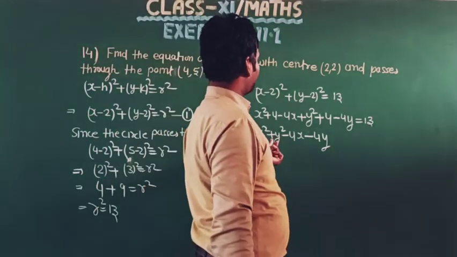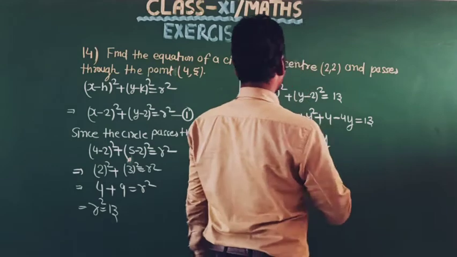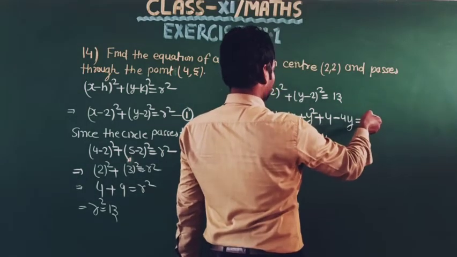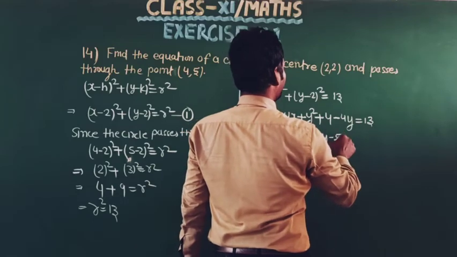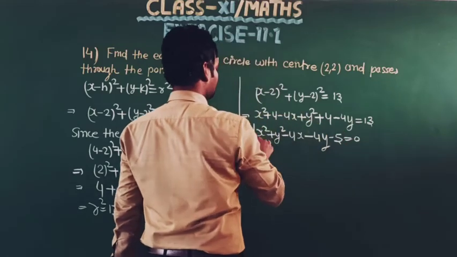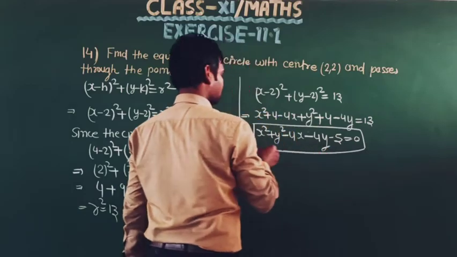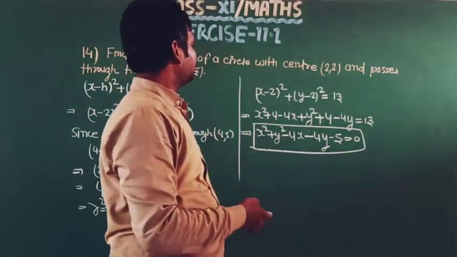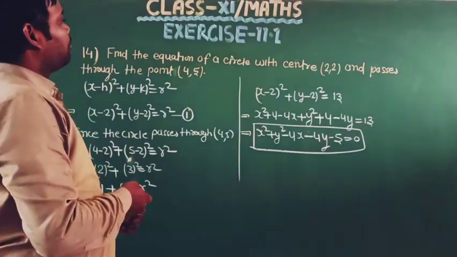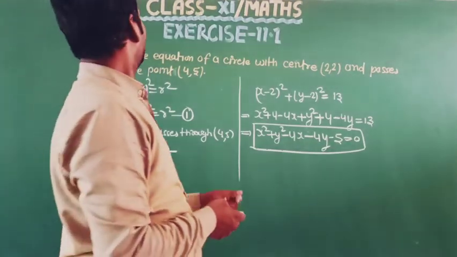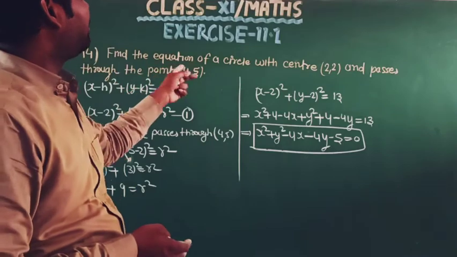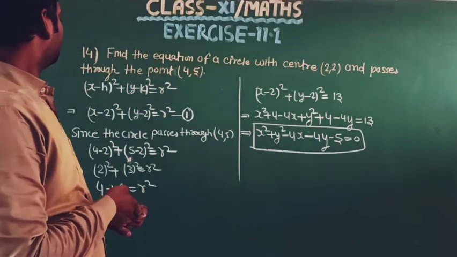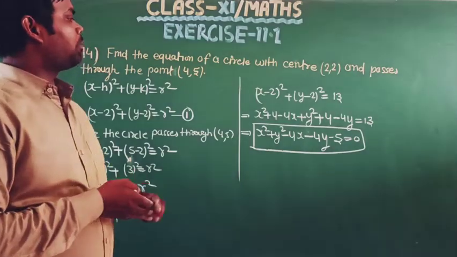This implies x square plus y square minus 4x minus 4y plus 8 minus 13, that is minus 5, equal to 0. So this is the required equation of the circle that passes through (4, 5) and has center (2, 2).